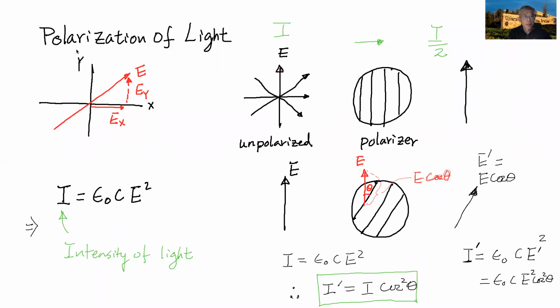Hello, I'm going to talk about polarization of light. Polarization of light. Polarization in Chinese is 极化.